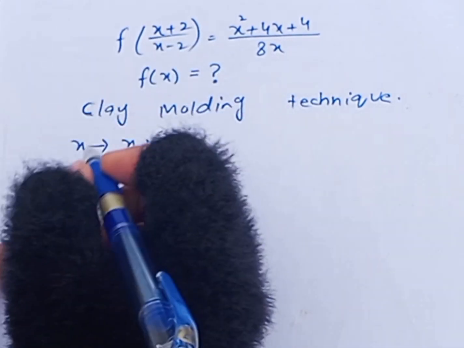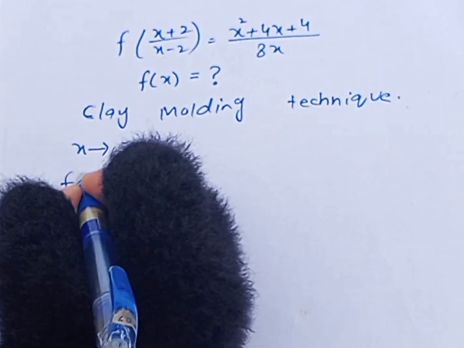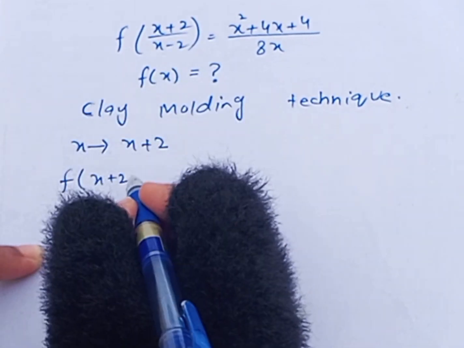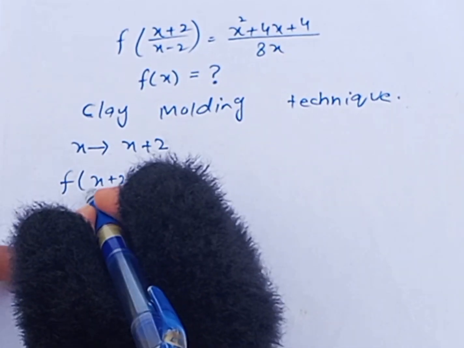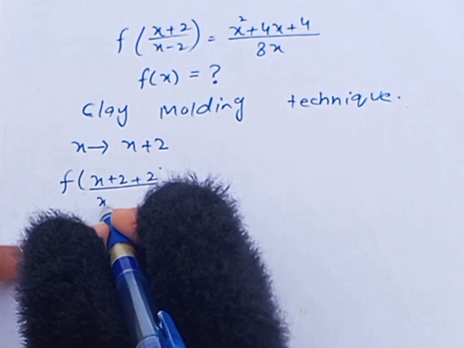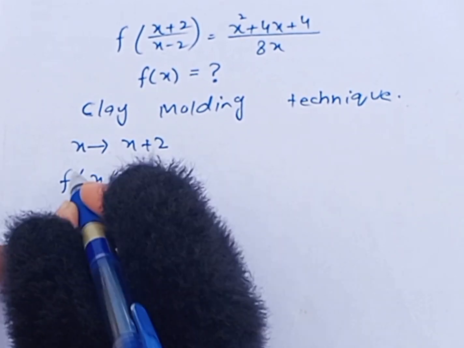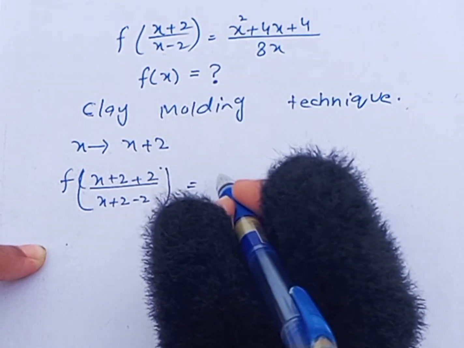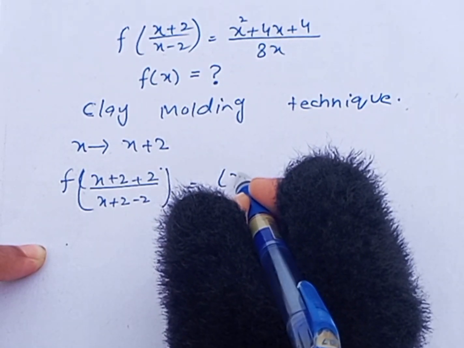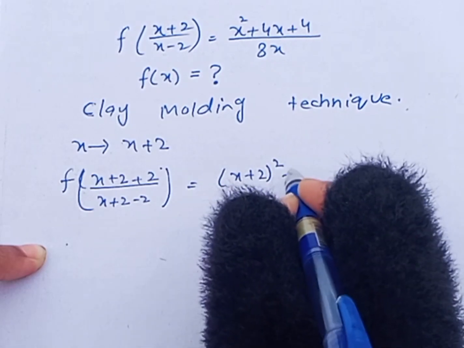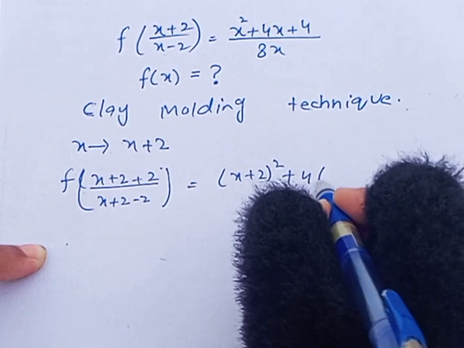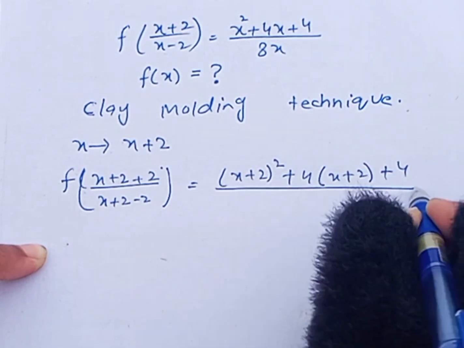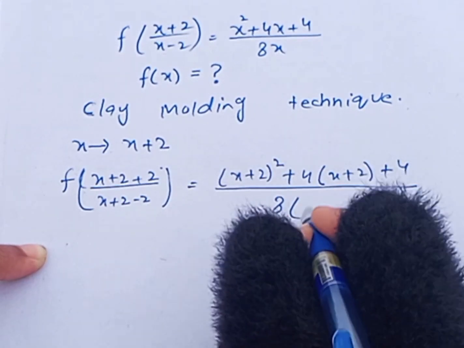So this will become f of, this is x, so we replace x by x plus 2, and this is x plus 2 plus 2, and in the denominator this is x, it is x plus 2 minus 2. Now look at the right hand side, this is x squared, so this will become (x plus 2) whole squared, plus 4x will become 4 into (x plus 2), plus 4. Now the denominator is 8 and the x is x plus 2.